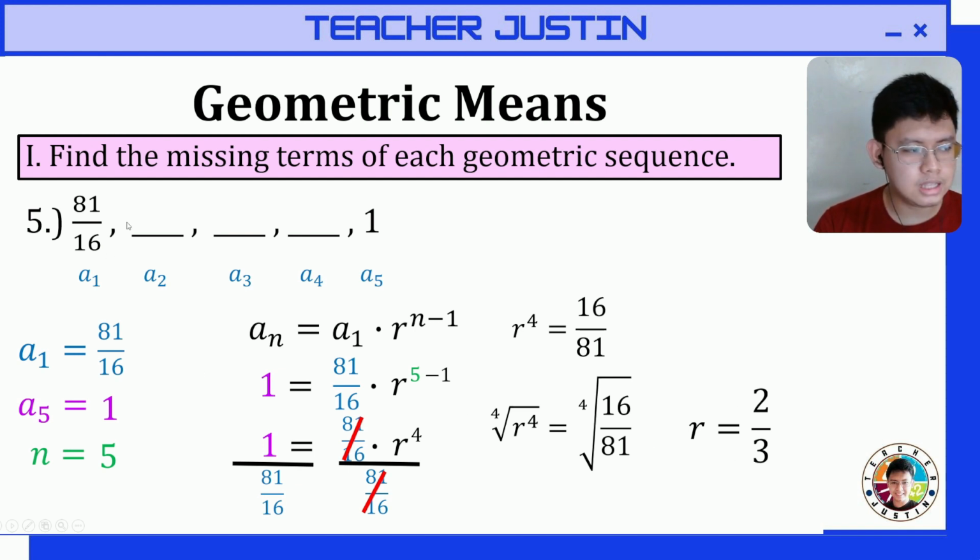So, para makuha natin yung ating susunod na term, yung first term natin multiplied by 2 over 3, that will give us 27 over 8. Tapos, multiply ulit natin ng 2 over 3, that will give us 9 over 4. And then, multiply ulit natin siya by 2 over 3, that will give us 3 over 2. And if we multiply 3 over 2 by 2 over 3, that will give us 1. And that will complete our geometric sequence. Ta-da! Alright. And that is it.